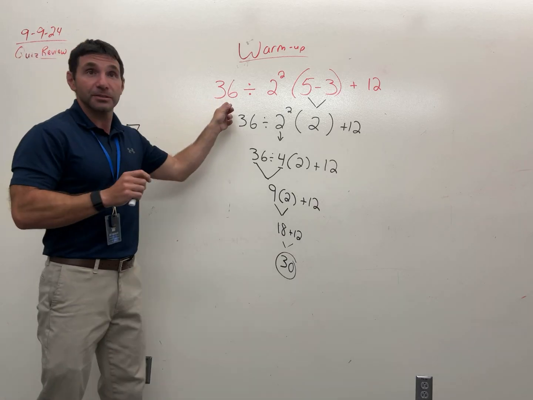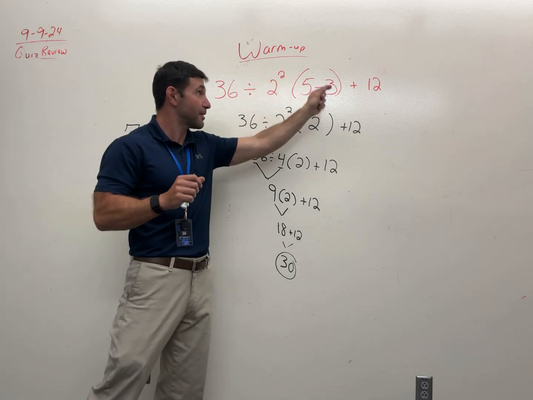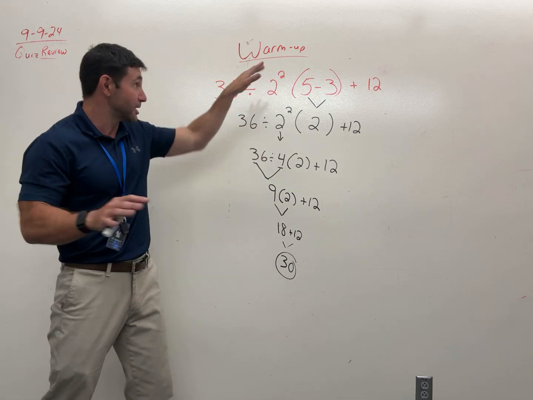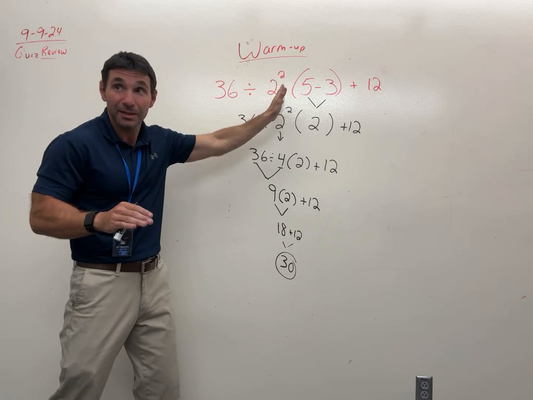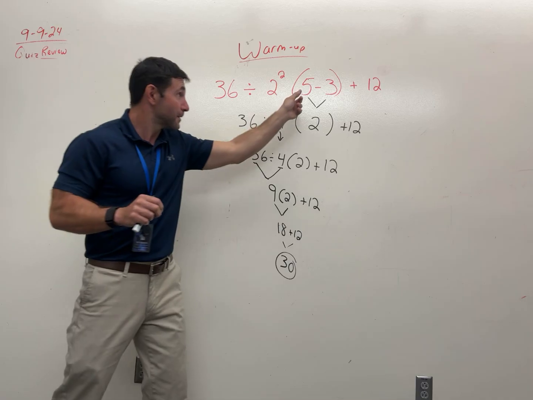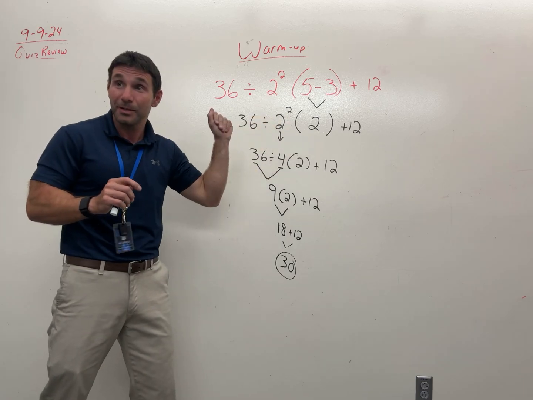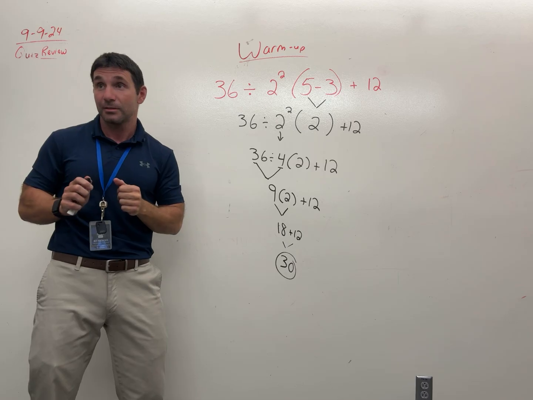This is always multiplication. The way that I would read this is 36 divided by 2 squared times 5 minus 3 plus 12. Yeah. So I'm not turning it into multiplication. It's already multiplication. 2 squared times 5 minus 3. 5 minus 3 is 2. It's still 36 divided by 2 squared times 2. It hasn't changed for multiplication. It's always been multiplication. Okay?